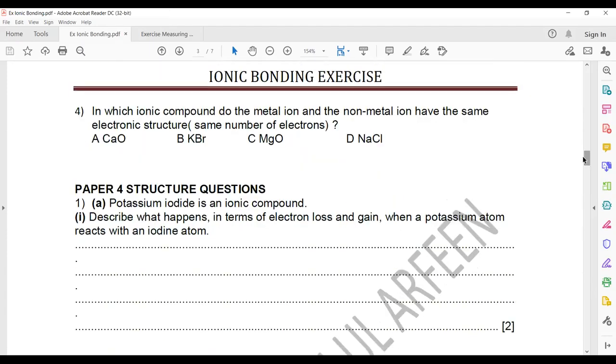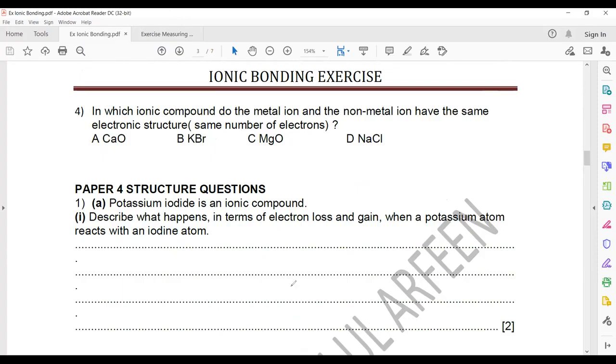In question 4, in which ionic compound do the metal ion and the non-metal ion have the same electronic structure, or the same number of electrons? So how can we work this out? We have to use a periodic table. The first option is calcium oxide.